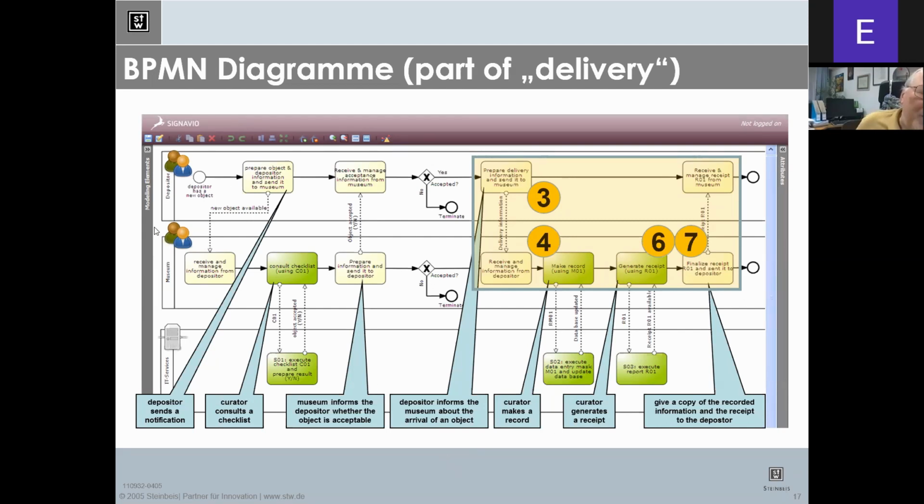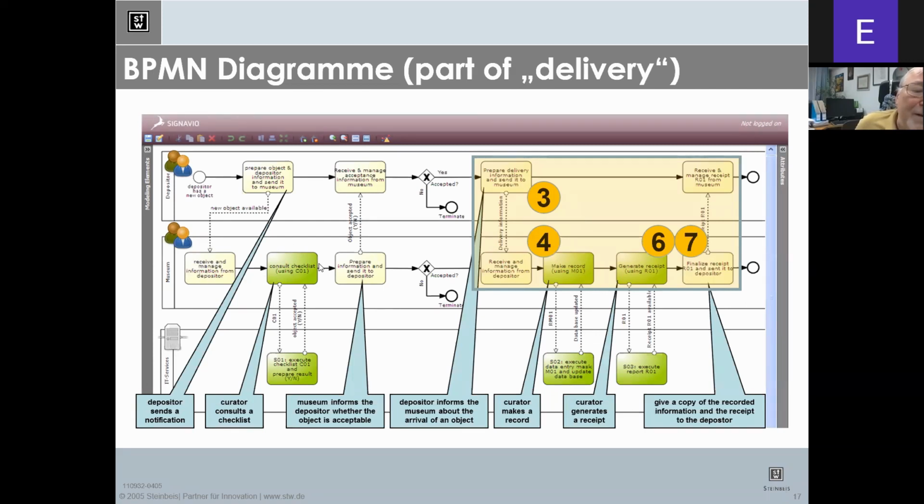And in the museum, there's one person, for example, we could have a swim lane for a curator or for the registrar, receives and manages information from the depositor. You see now the depositor is waiting. It's not doing anything. And now the museum is working.